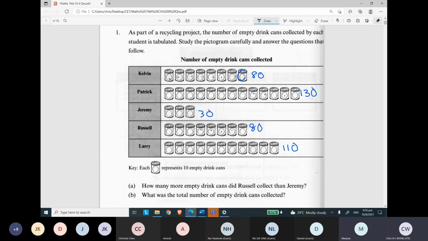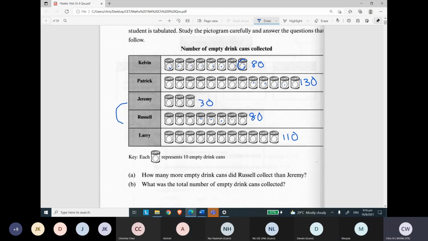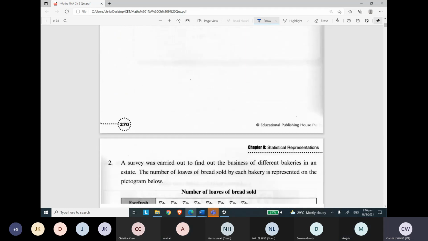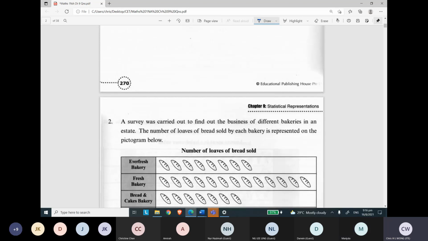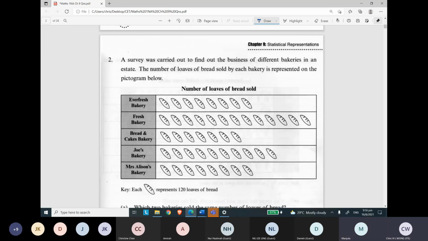How many more empty drinks can Russell collect than Jeremy? So you compare Russell and Jeremy. You minus. So this 80, minus 30, this minus this is 50. What is the total number of empty drinks collected? Plus everything together. 430. Very good. 430. Oh, finished already. Easy. These are easy. Number 2.